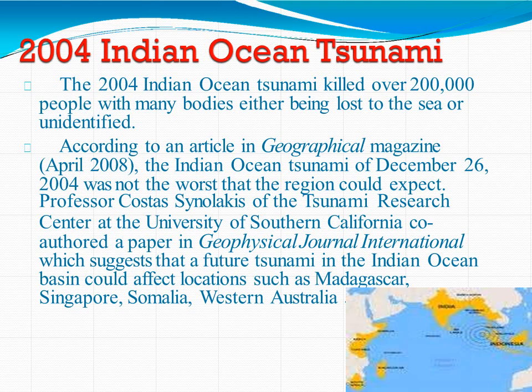Okay, that means this was not the only greatest disaster of tsunami. Madagascar, Singapore, Somalia, West Australia may get affected, and it is only a prediction. That means a more disastrous tsunami can occur in the near future. But as far as the study is concerned, this was also a major disaster where properties were destroyed and almost 2 lakh people were killed.